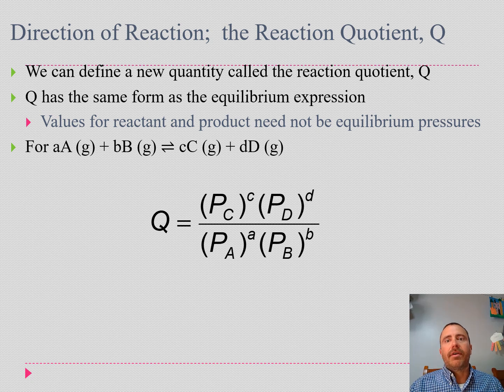So again, if we have our general equation, our a A, b B, and so on, notice that our reaction quotient is calculated the exact same way as our equilibrium constant is. It's just products divided by reactants, just like before. The only difference between calculating Q and calculating K is that Q can be done at any time. K has to be at equilibrium and equilibrium only.